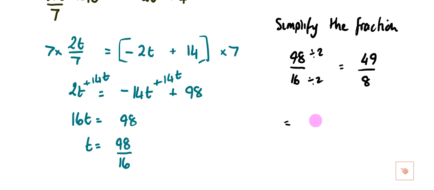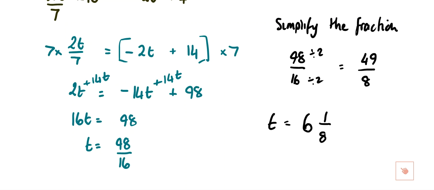Now, if we wanted to, how many 8s can I take out of 49? I could take 6 whole ones out, and 6 8s are 48. But you have one left. So we have 1 eighth remainder. And that is an answer for t, as well as having the decimal.